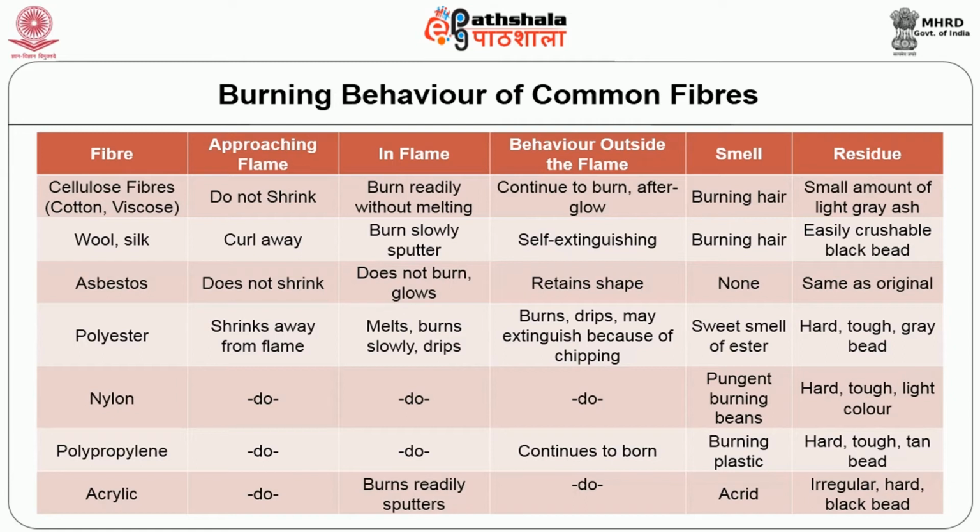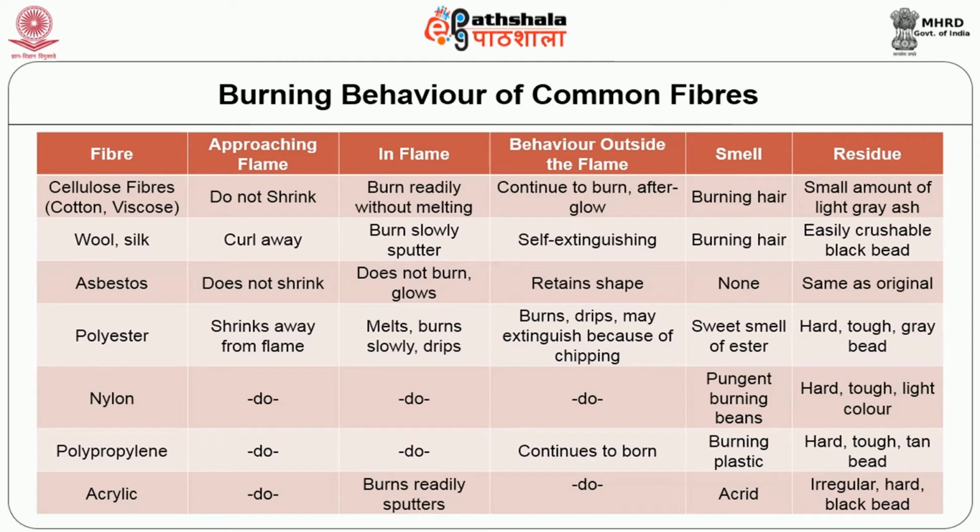In the case of wool and silk, when approached to the flame, it will curl away. When it is in the flame, it burns slowly, sputtering. Behavior outside the flame will be self-extinguishing. It will extinguish by itself, no need to extinguish the fiber, and smell will be the same as that of cotton, that is burning like hair. In the case of residue, the ash will be easily crushable and a black bead-like thing.